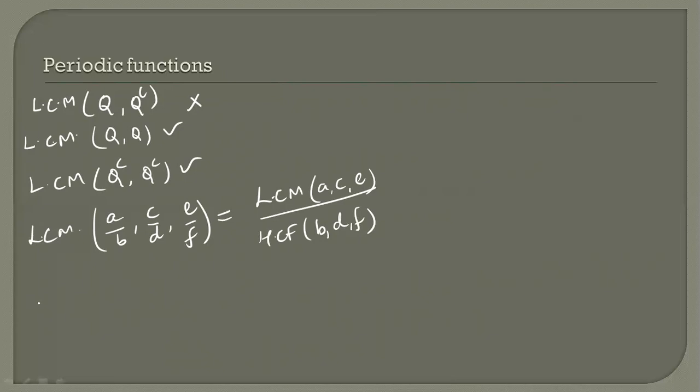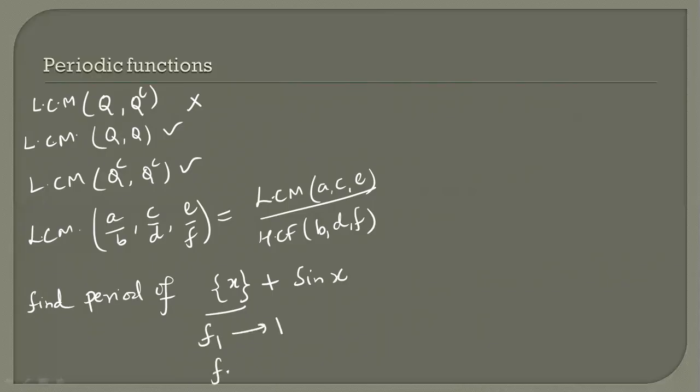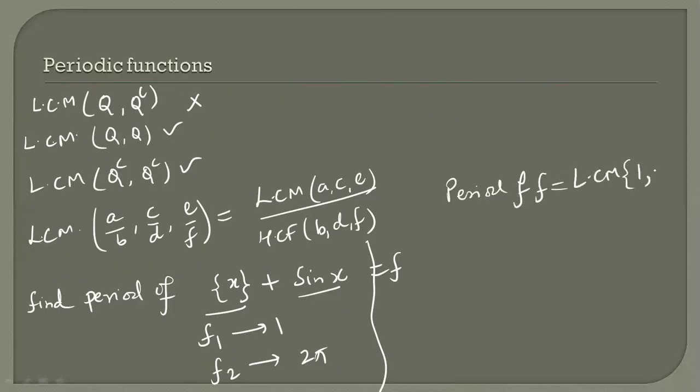Suppose you are interested in finding the period of the fractional part function of x plus sin x. What is the period of this function? Suppose this is f1, its period is 1. What about the second function? If you take f2, its period is 2 pi. So let it be equal to f, then the period of f will be equal to the LCM of 1 comma 2 pi. You see, 1 is a rational number and 2 pi is an irrational number. So the LCM does not exist. It means the function is not periodic.